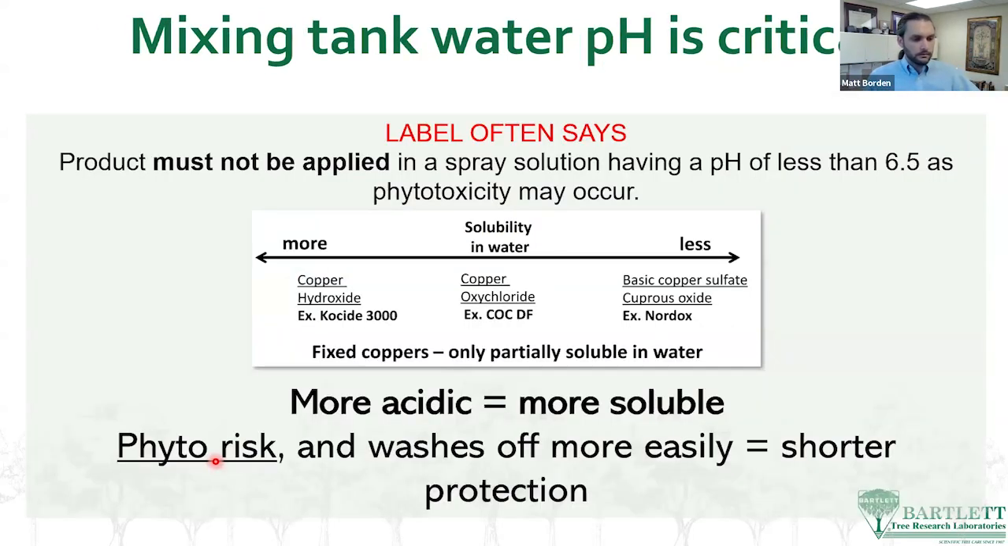And this has to do with the pH of the spray solution. So if you read these labels, it'll often say, be very careful not to apply in a solution of a pH less than 6.5 or something like that. That is because if you have it in an acidic solution, it makes those coppers much, much more readily soluble, which reduces your persistence and increases your risk of phytotoxicity to the plant. So we want to avoid that.